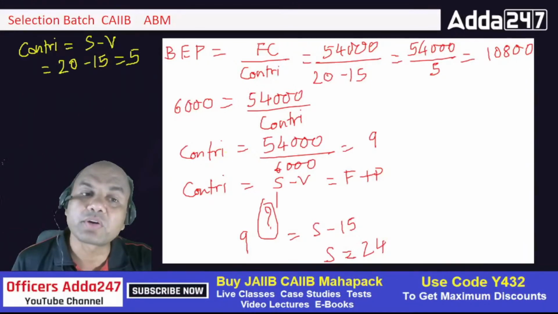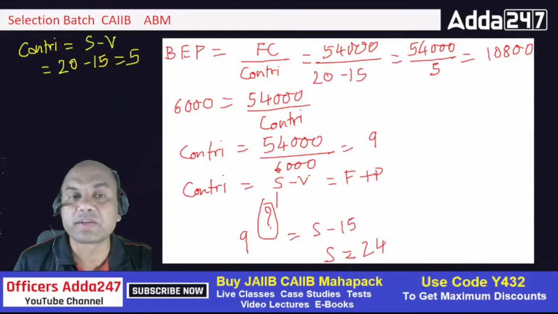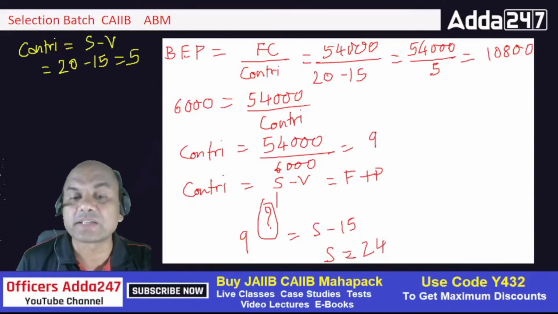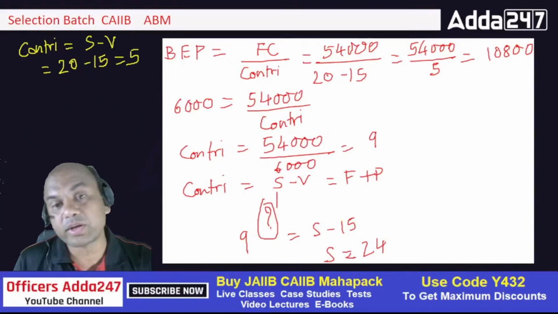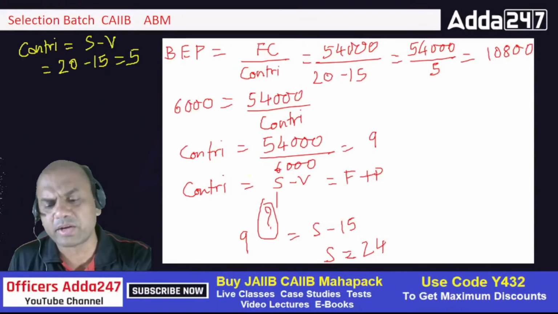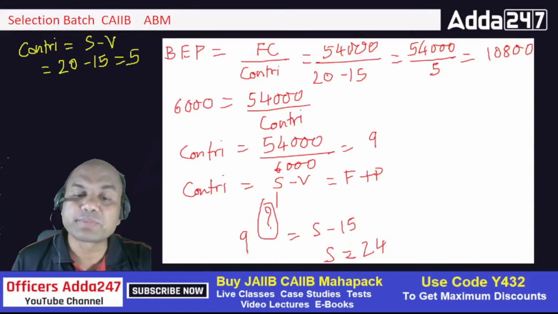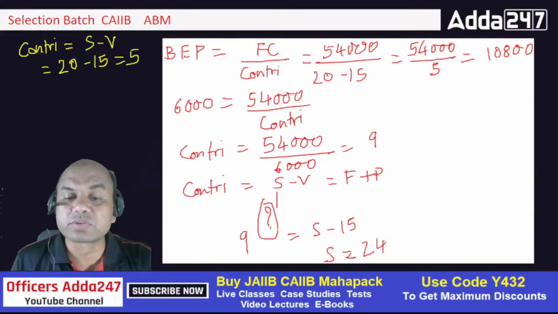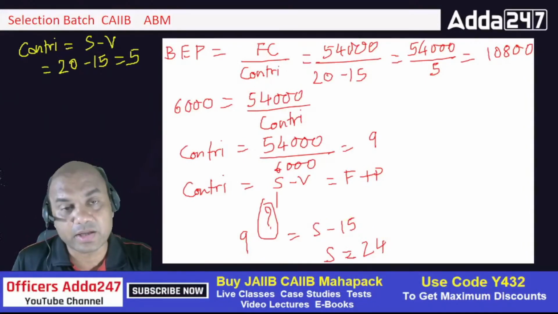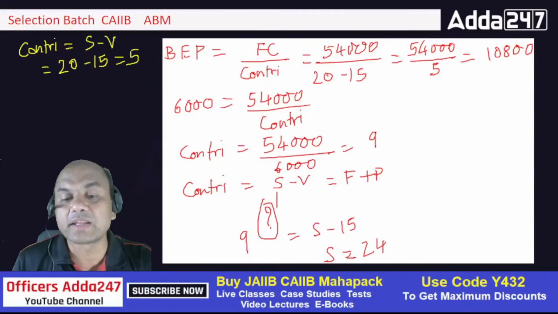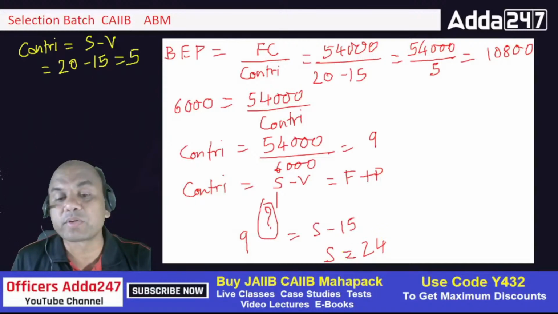But what is the formula for contribution? Contribution equals S minus V, right? So contribution I got it, 9. So 9 equals S minus V. I don't know S. Variable cost I know, it is given in the problem itself, isn't it? Variable cost is 15. So 9 equals S minus 15. Everyone getting this? I want S, the selling price. So I'll take 15 to the other side. It becomes S equals 15 plus 9, that is 24. So selling price per unit becomes 24.